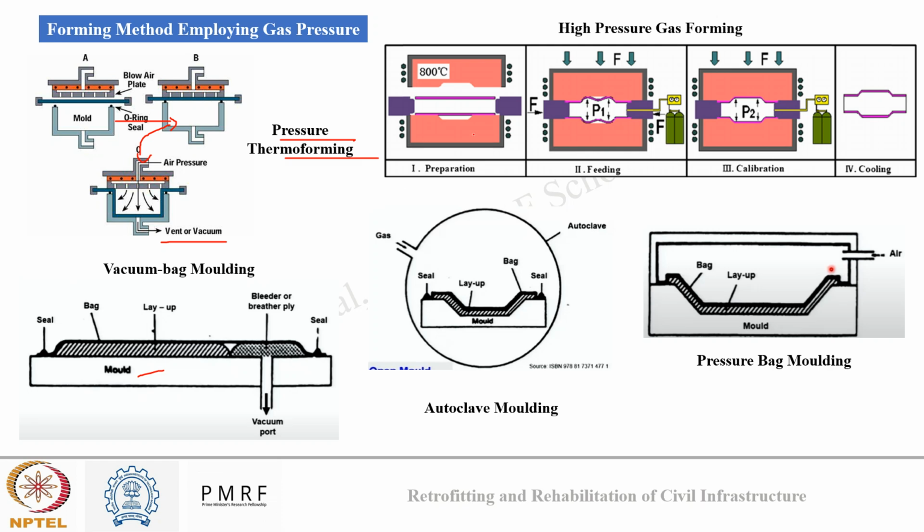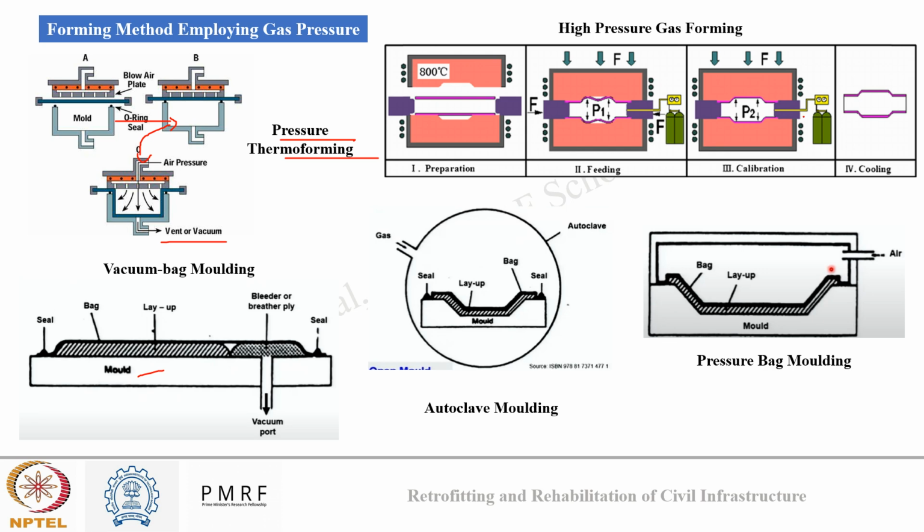Another way can be high pressure gas forming. Here the method is the same. There is the feed material and there are two heated filaments, one at the top and one at the bottom. When the feed material is placed between them, it softens and loosens up.